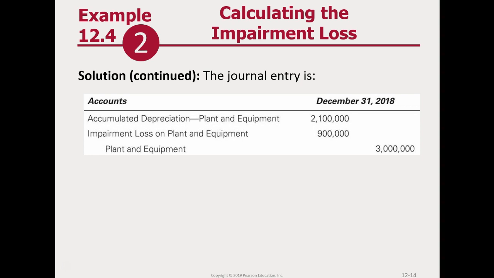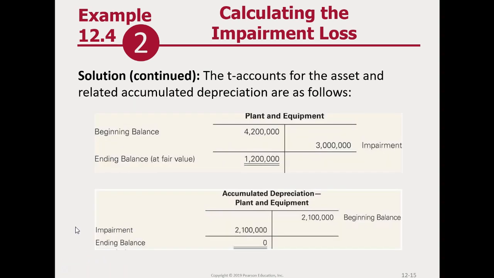This automatically gets us ready for future accounting. Plant and equipment will be at its right amount. The impairment loss is shown in the appropriate period, and the accumulated depreciation that we had already recorded has now zeroed out. We start over with our depreciation going forward. And let's look at the T accounts. We see plant and equipment started with a beginning balance of $4.2 million. The impairment, we credited plant and equipment for $3 million. That brings us to its ending balance of $1.2 million.